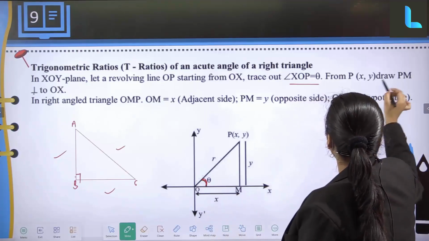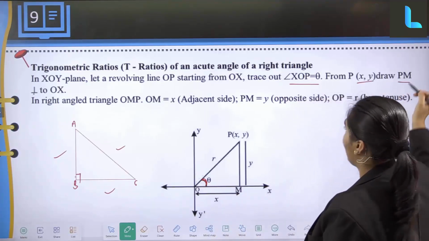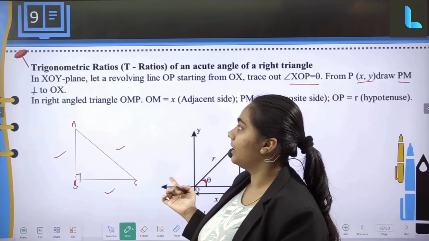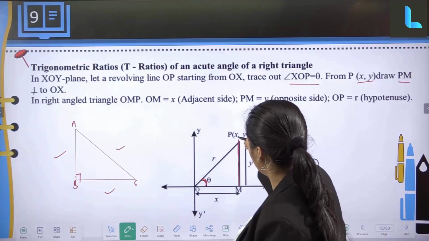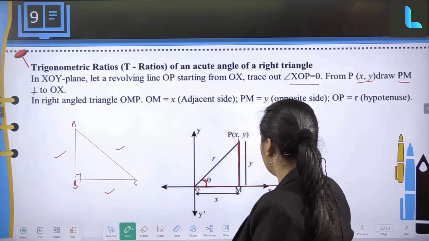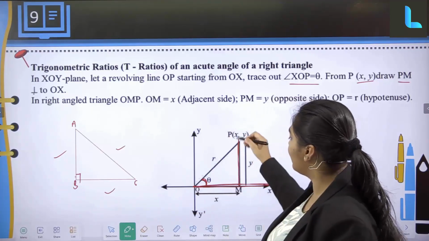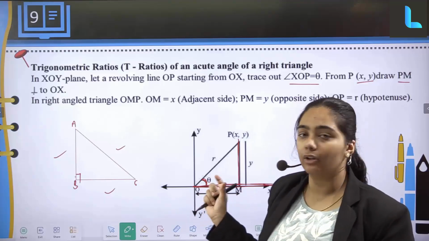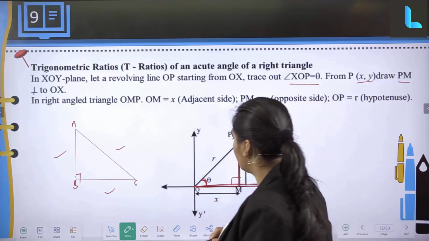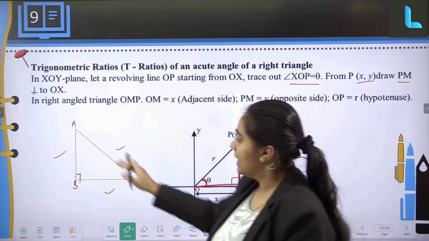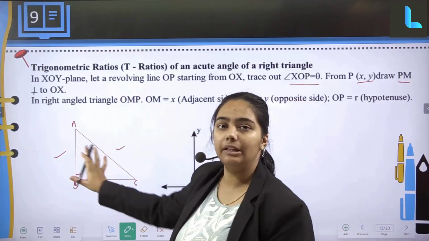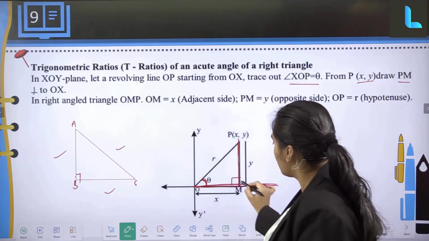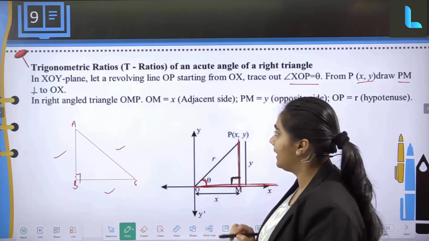From point P(x, y), draw PM which is perpendicular to OX. This is your OX. So see what happens when you draw a perpendicular line, that is when it is going to form a right angle triangle. Basically when you just draw this, only the replica of it is going to be the normal simple triangle. So over here this is going to form 90 degrees.